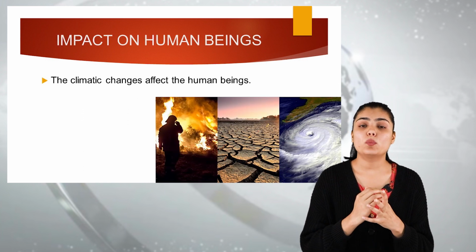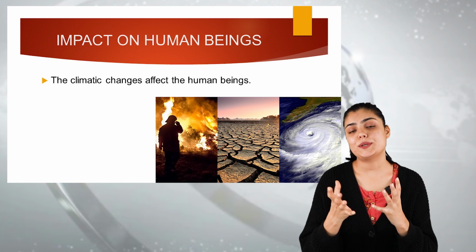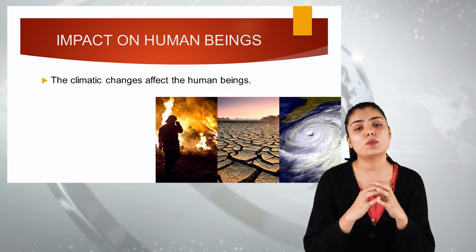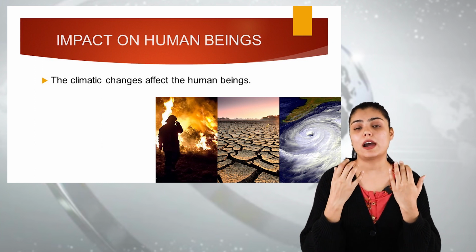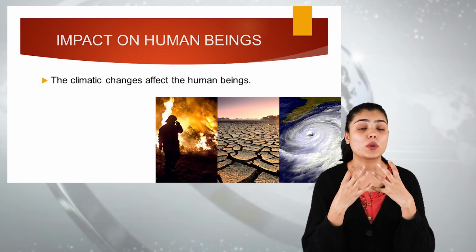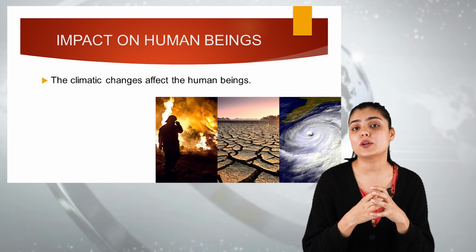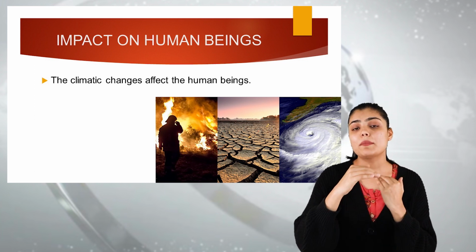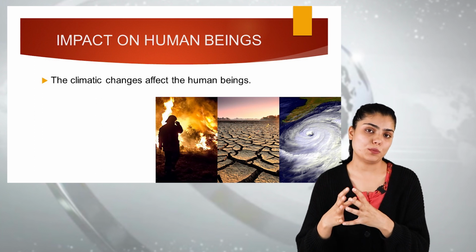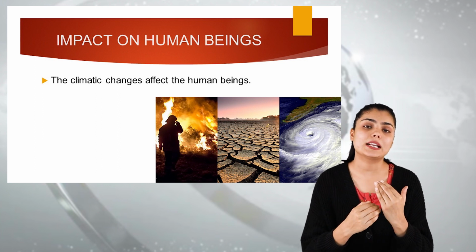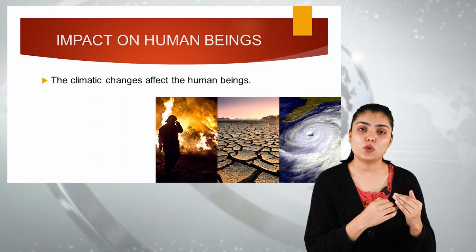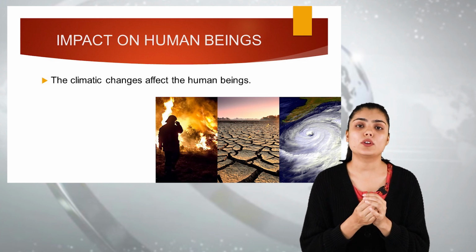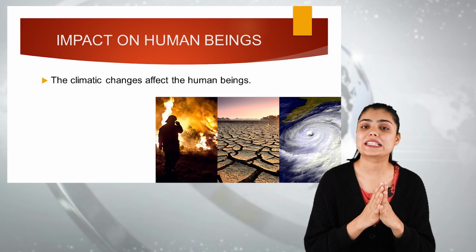Moving on, let us see what is the impact of climatic changes on human beings. So obviously, as I said, climate is one of the most important physical components of our physical environment. It decides what we are going to eat, what kind of shelter we as human beings need, what kind of clothing we need, right? So the climatic changes will affect human beings. It is obvious that the changes in the climatic condition will affect human beings and other living creatures as well. What effect can be seen on human beings, how it will affect them, let us see in detail.